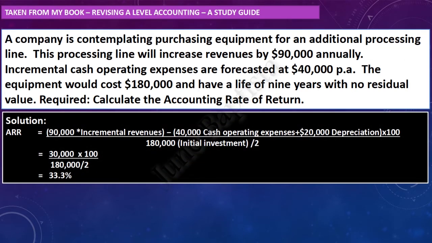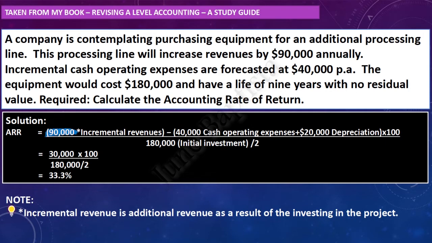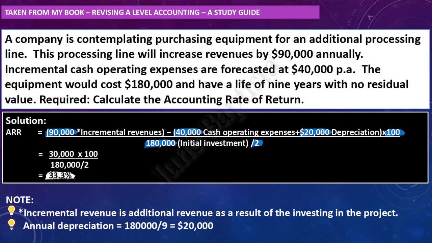Solution. The ARR, or the accounting rate of return, is equal to 90,000, which is the incremental revenue, minus 40,000 cash operating expenses, plus 20,000 depreciation as per working 2, times 100, divided by 180,000, which is the initial investment, divided by 2, to give us an ARR of 33.3%.